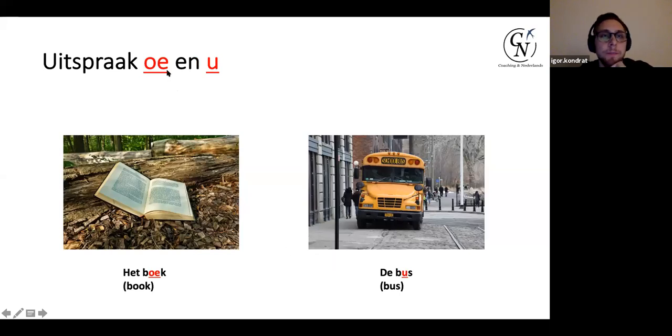Okay, be careful for this one. We have OA, so you say like oe, het boek, the book. And we have the bus. Ik lees een boek. I read a book. And then we have ik rij in een bus. I ride in a bus. You can also say ik rij in een bus.